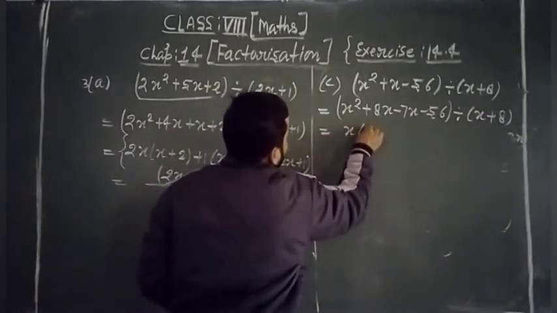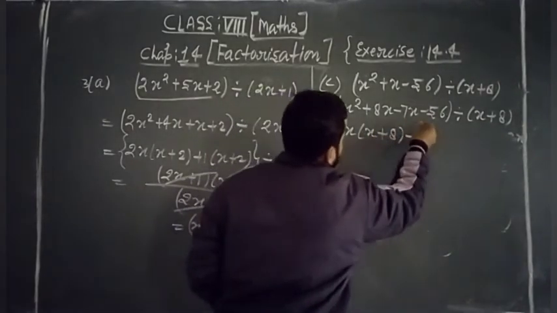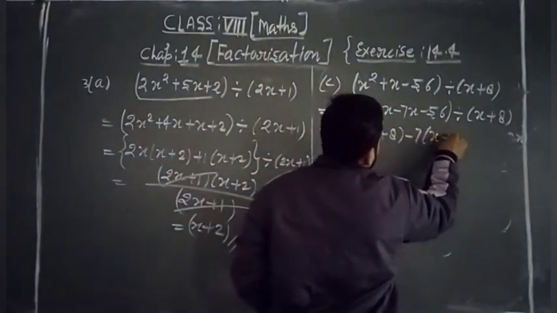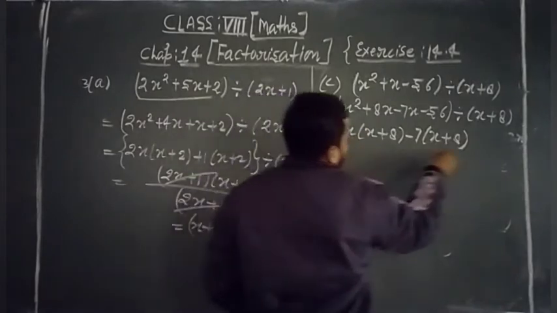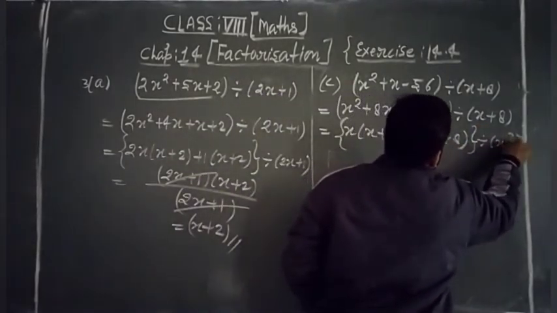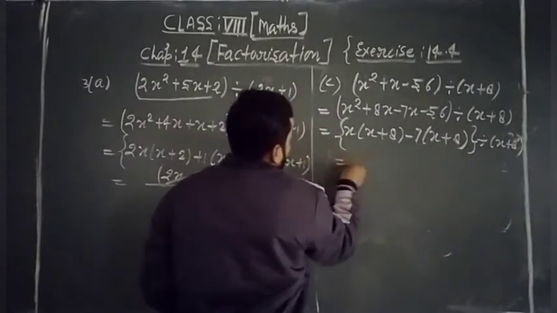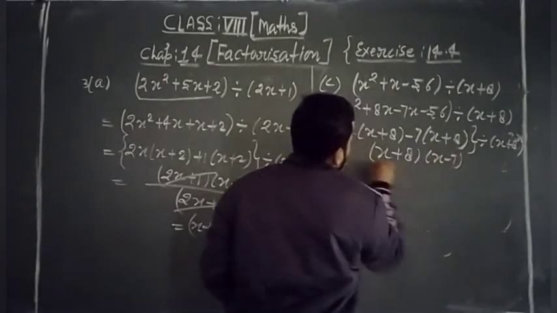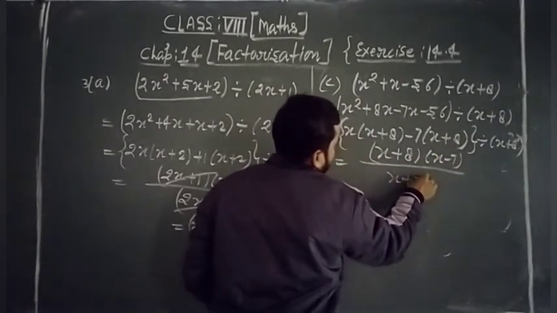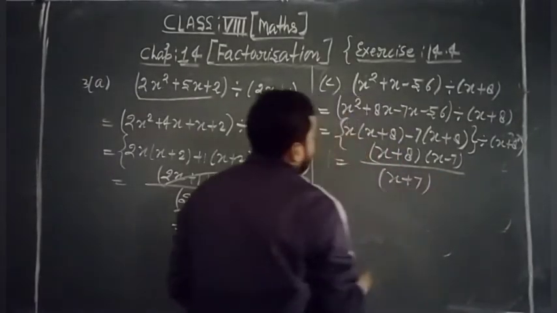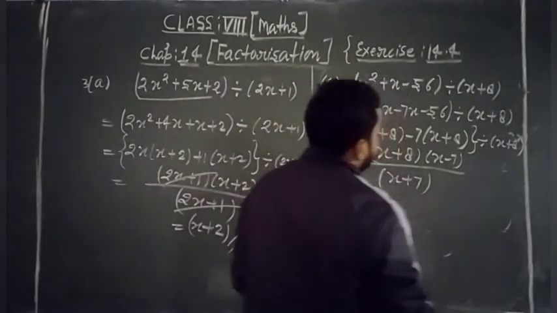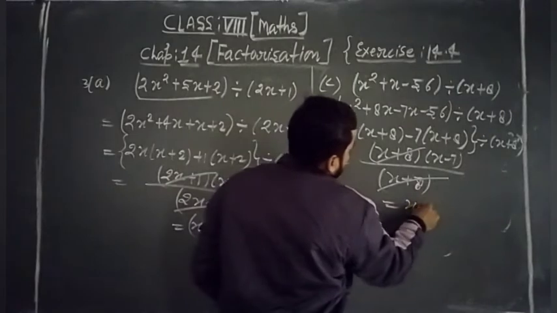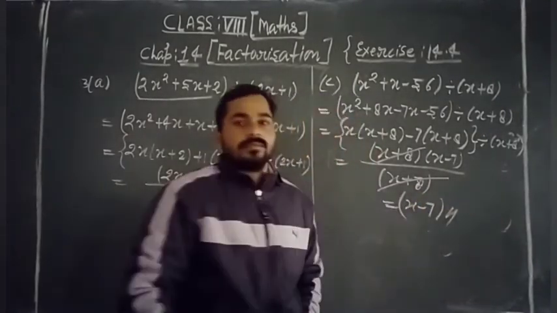x is common in the first terms, giving x plus 8. In the last terms, minus 7 is common, giving x plus 8. So the factors are x plus 8 as common and x minus 7, whole upon x plus 8. x plus 8 divided by x plus 8, so we have x minus 7 as the quotient of this question.